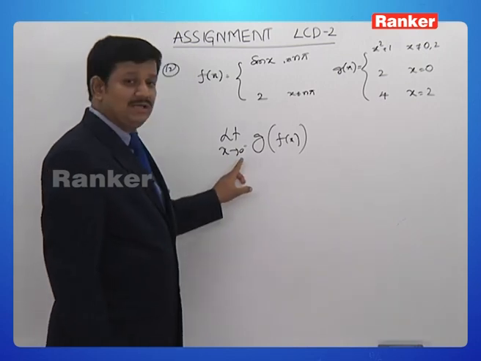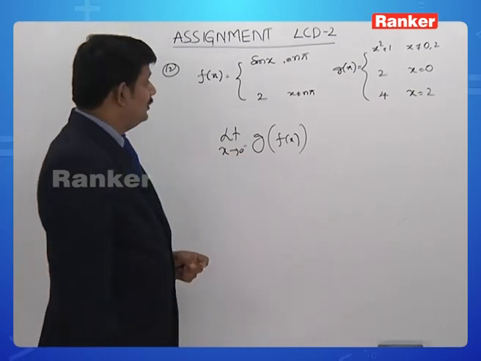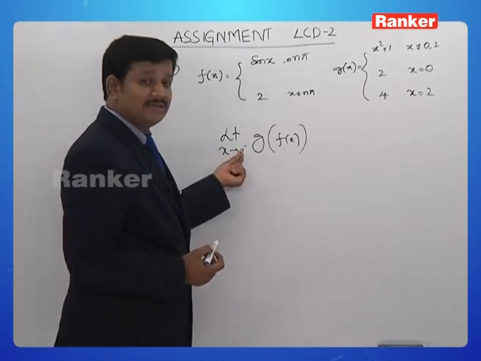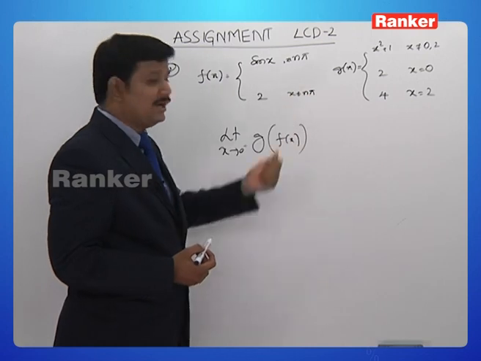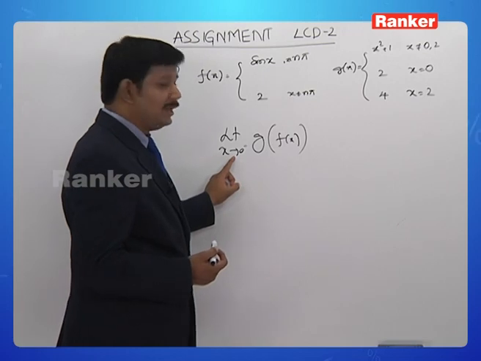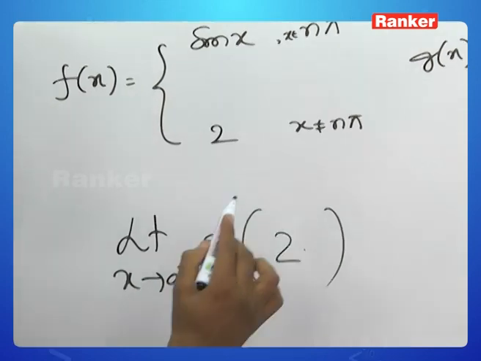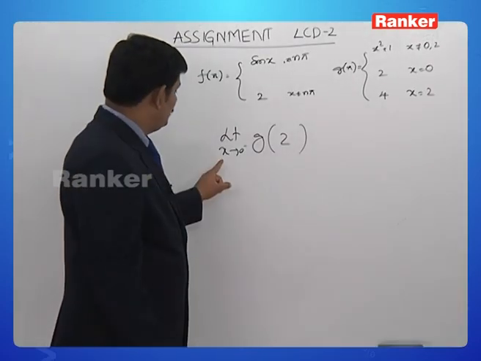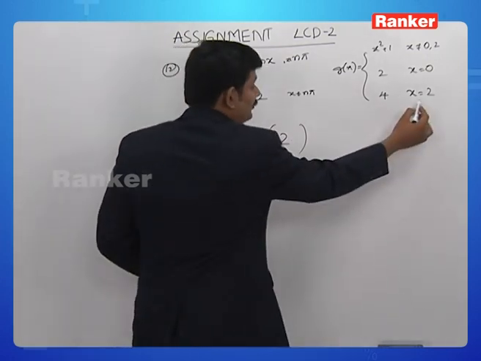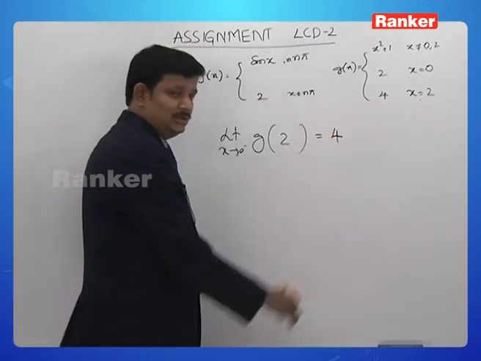X is given to be slightly less than 0. So, when x is slightly less than 0, x will not be an integral multiple of pi. X will be an integral multiple of pi when x is exactly 0. But here x is slightly less than 0, so it will fall into the category of x not being n pi. And whenever x is not n pi, f of x is a constant function 2. So, we can replace f of x and write 2 here. So, left hand limit will be limit extending to 0 minus g of 2, and g of 2 we all know it is 4. So, left hand limit is 4.